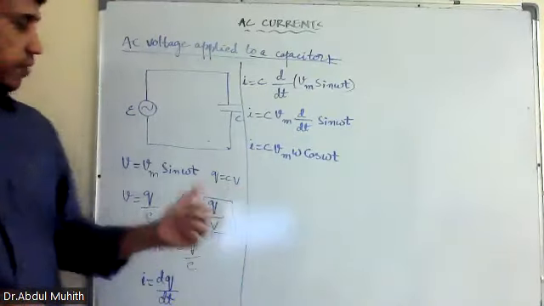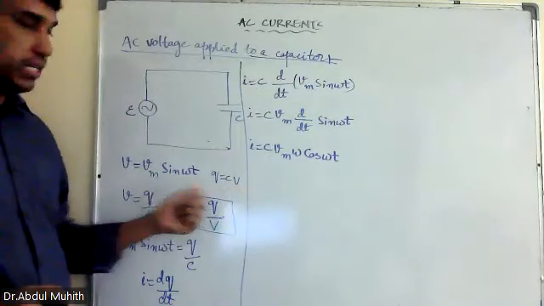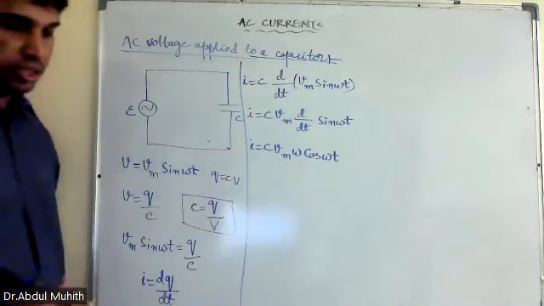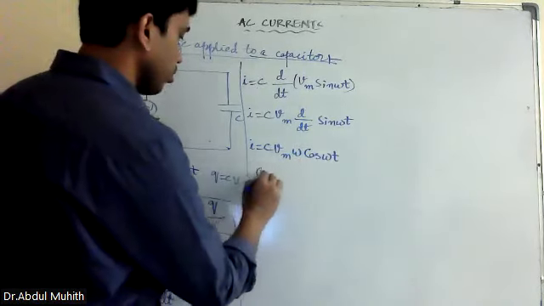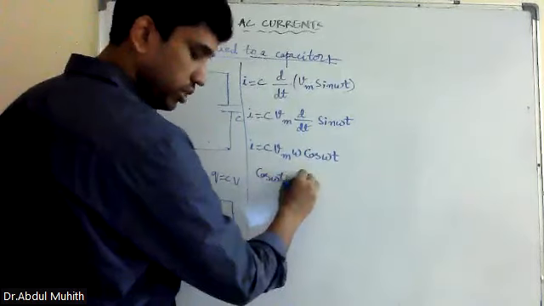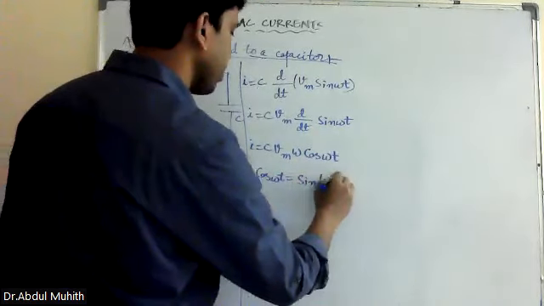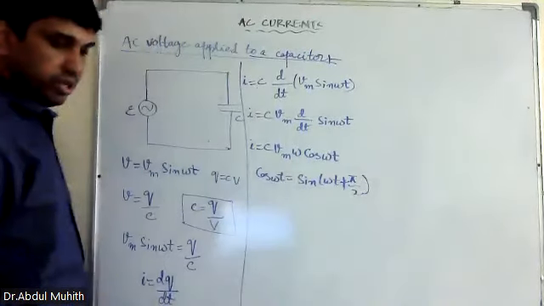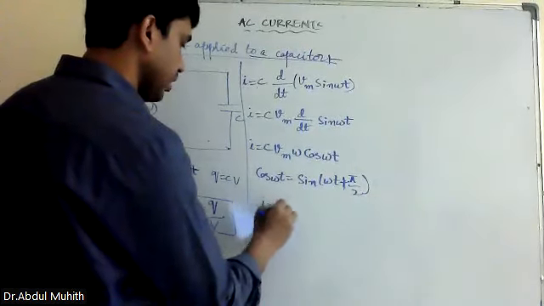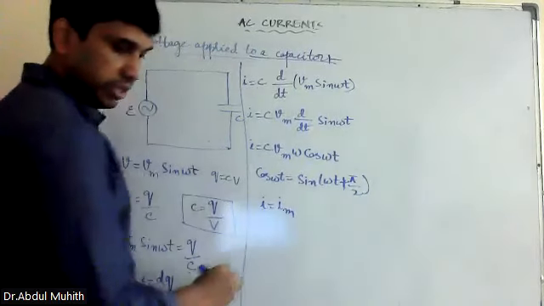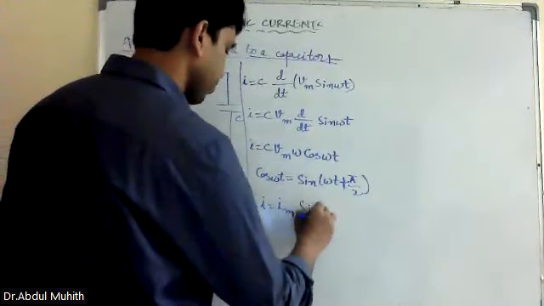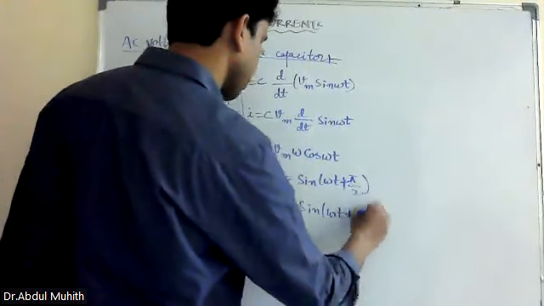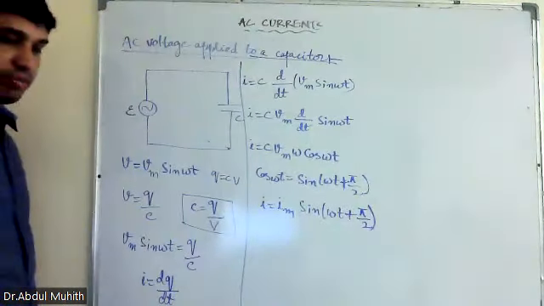So in the same way, when the input is in sine and the output is in cos, I cannot compare like that. I have to convert that cos into sine. Then only it is possible. So what am I going to do now? Cos omega t is equal to sine of omega t plus pi by 2. Now here I is equal to Im sine omega t plus pi by 2.